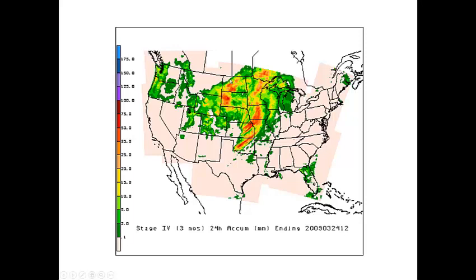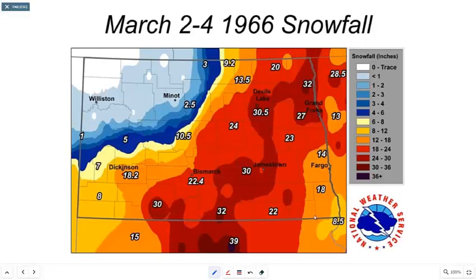Minot, just a little bit of snow. Beulah-Hazen area, 2 feet of snow. Bismarck-Mandan, 2 feet of snow. So from this point here to this point here, they had a dramatic change in snow depth in about a 40-mile distance. Now this next example, on March 2nd through the 4th of 1966.